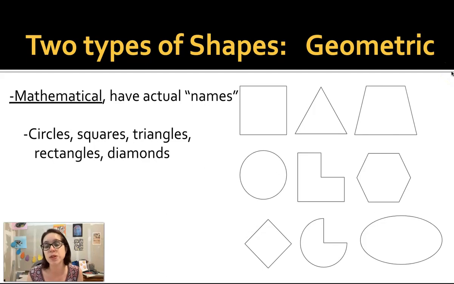And in shape, there are two different types of shapes. There's geometric. These are shapes that are mathematical. They have actual names, right? This is a circle, this is a square, this is a diamond, this is a rectangle. This is what we would typically find in geometry.